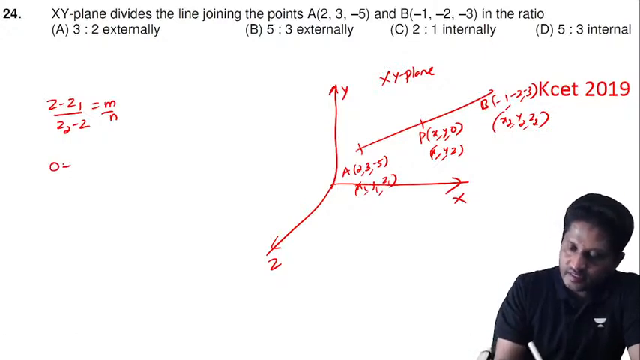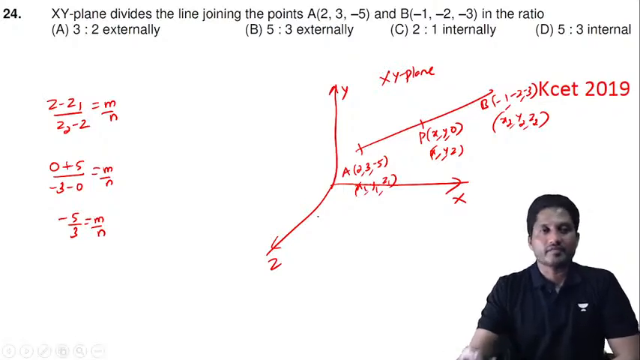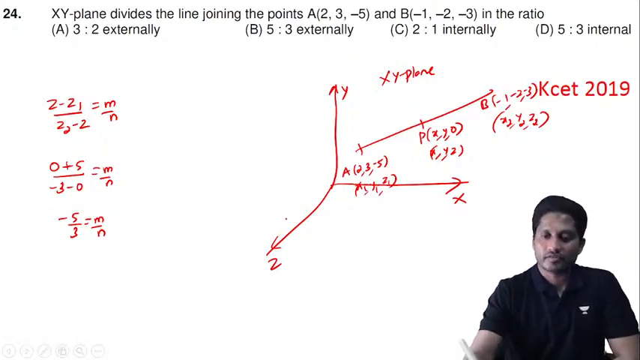(z − z1) divided by (z2 − z) is equal to m by n. So you get −5 by 3 is equal to m by n. If the ratio is positive, they divide internally. If the ratio is negative, they divide externally. So this is 5 is to 3 externally.